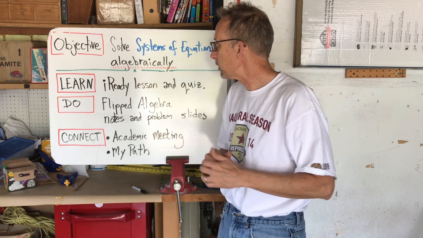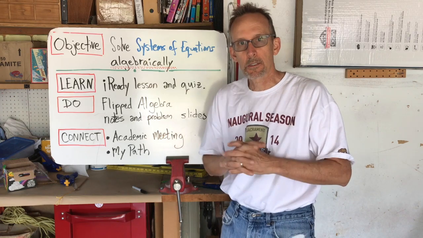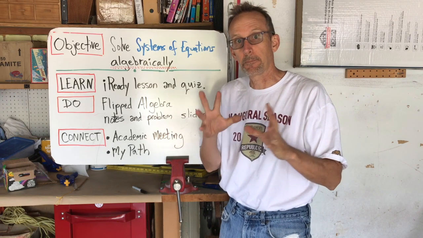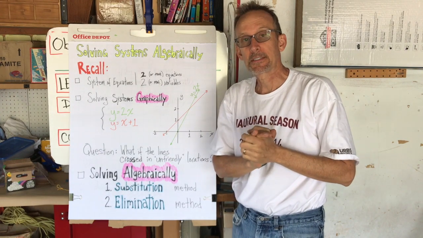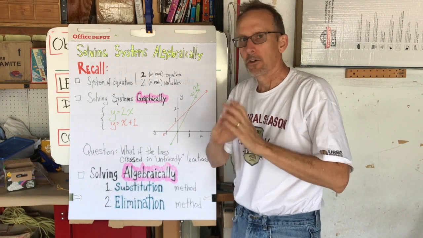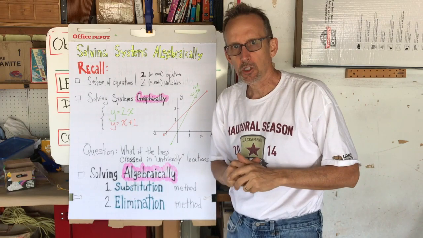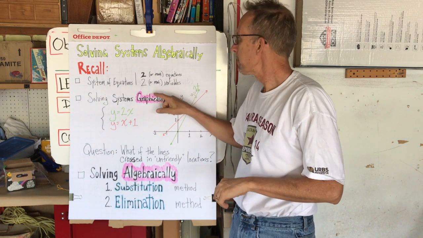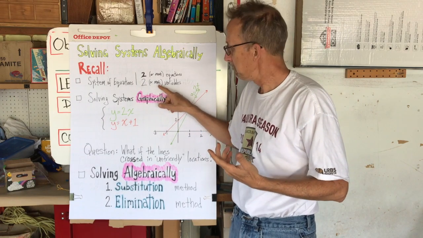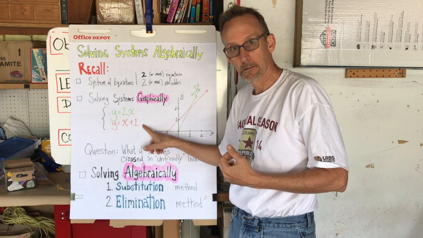So let's now talk about solving systems of equations algebraically by first looking at some previous material. First of all, a system of equations is the situation where you have 2 or more equations and 2 or more variables. Something that might look like this.